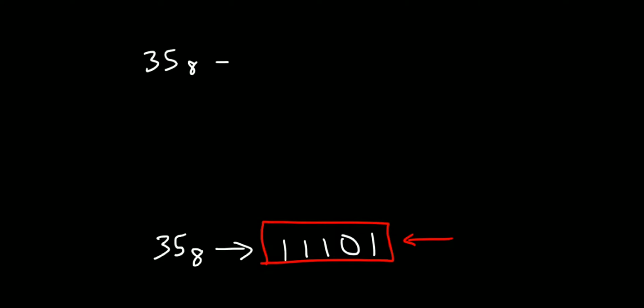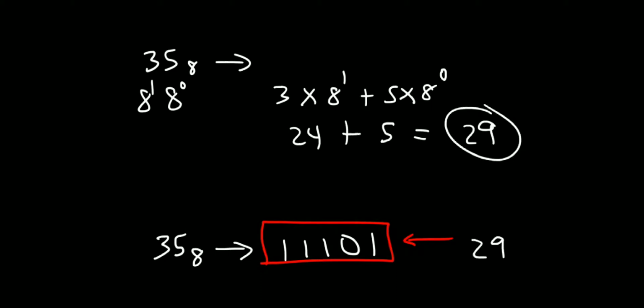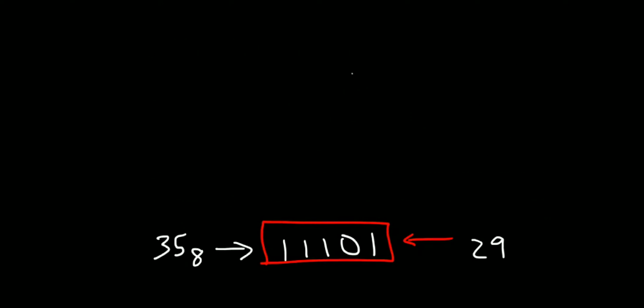Now in the next example, I am showing you that if you remove that 0, then you may think that the answer may change. It will not change. As I am showing you, 35 it is. I have given the positional values: 3 into 8 to the power 1 plus 5 into 8 to the power 0. Now evaluate it. 24 it is plus 5, 29 is coming. I hope you are clear with this example.